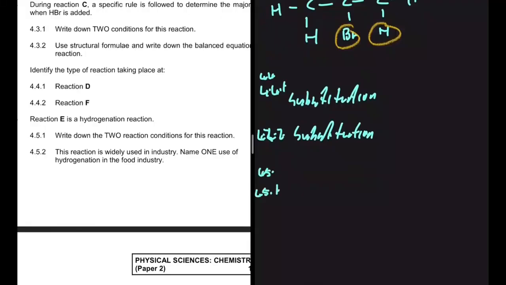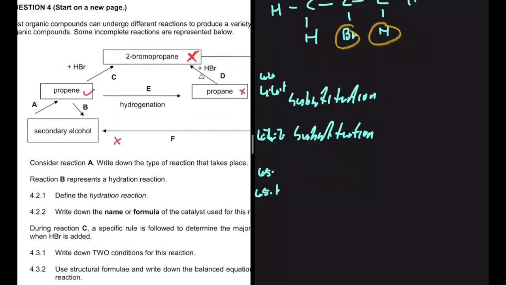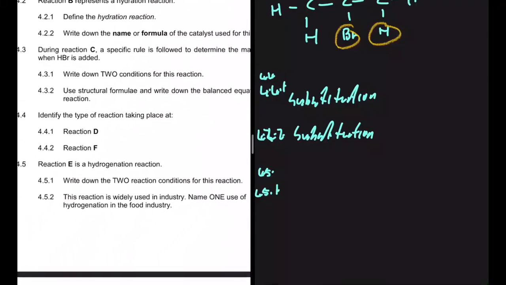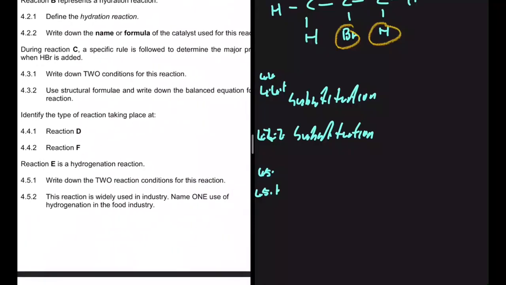4.5.1. Reaction E is a hydrogenation reaction. Let's look at reaction E real quick. We're starting with propene and we're ending up with propane. So it is indeed a hydrogenation, right? And then what does the question say? Write down the 2 reaction conditions for this reaction. 2 reaction conditions for hydrogenation. So we need heat, and another thing we need is a catalyst. Which catalyst in this case? We need palladium, platinum, nickel, and so on. Right.